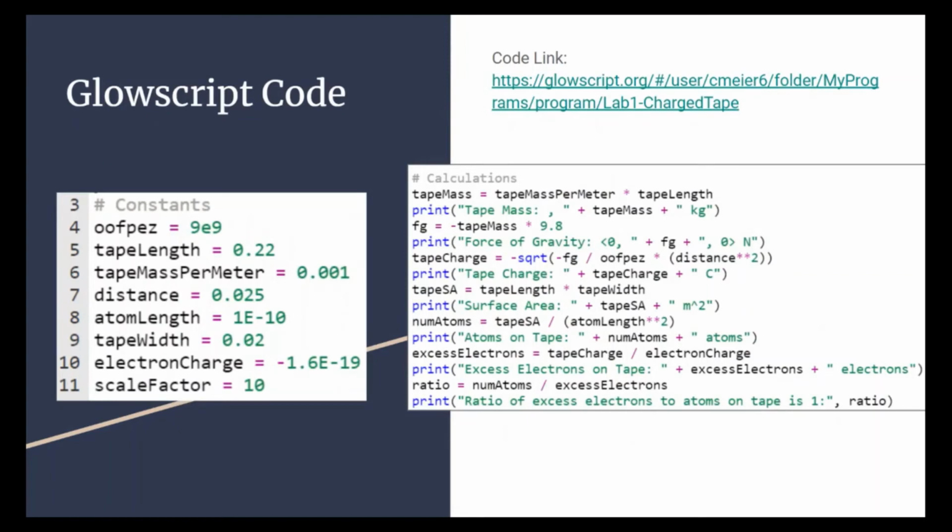Finally, we used GlowScript to model this lab. On the left, we can see a bunch of constants, such as 1 over 4 pi epsilon naught, the tape mass per meter, the distance, and the atom length. On the right, we can see the calculations we used to find values such as the force of gravity, the tape charge, and the number of atoms on the tape.